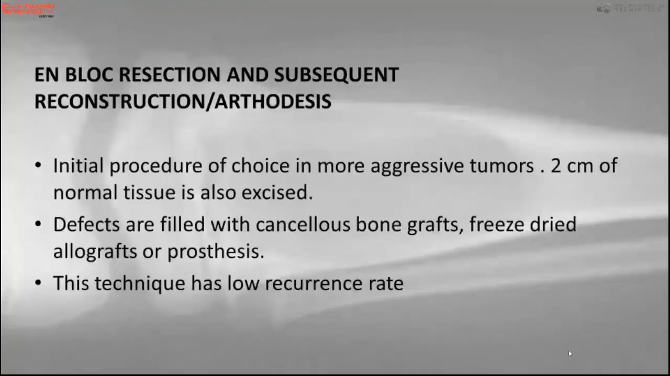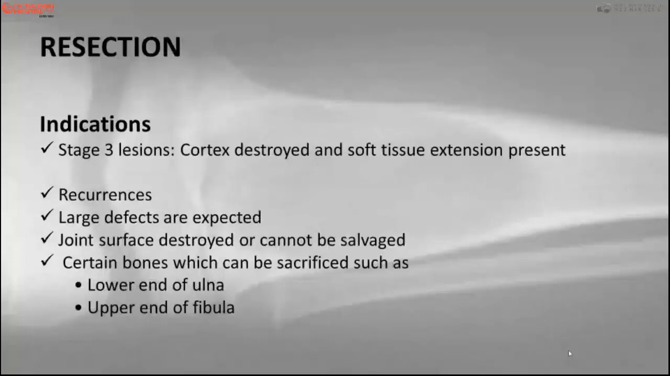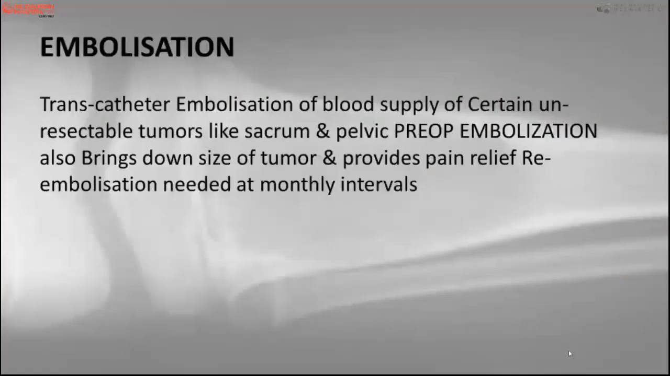Again, for stage 3 lesions, resection is ideal rather than removal of part of the lesion. These are done for recurrences and large defects, when large defects are expected, the joint surface is destroyed or cannot be salvaged, and in certain bones which can be sacrificed, like the lower end of the ulna or upper end of the fibula. Transcatheter embolization of the blood supply of unresectable tumors like the sacrum and pelvis also has a role in tumor control.